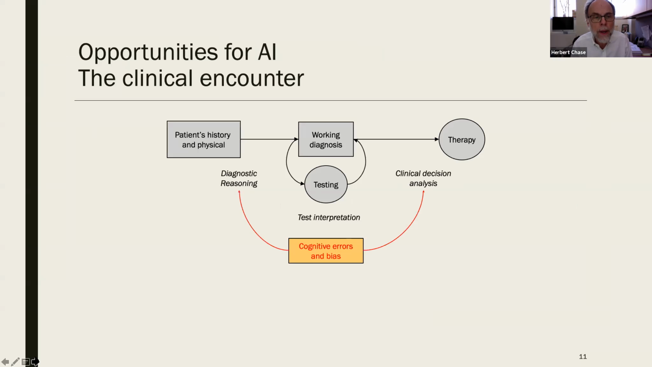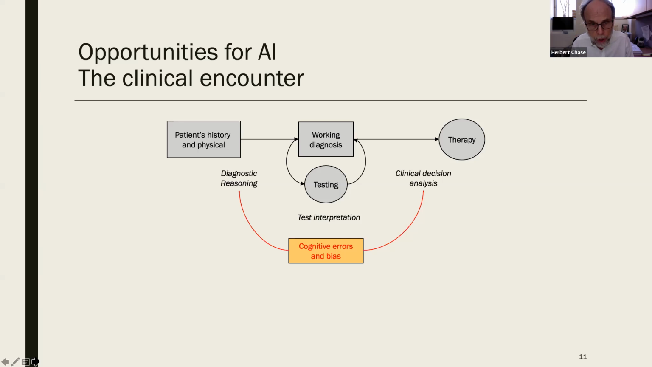So before proceeding with the pluses and minuses of AI, I thought I'd just visit the clinical encounter. Any of you who have ever been to a doctor, which is probably all of you, or you've brought your loved one or your parents to a doctor's office, the drill is the same for every encounter. The patient has an interview with the doctor or the clinician, it gives a history, the clinician performs a physical, there's a working diagnosis, there's testing, test interpretation, and then at some point down the road, there's some agreement as to what the therapy should be.